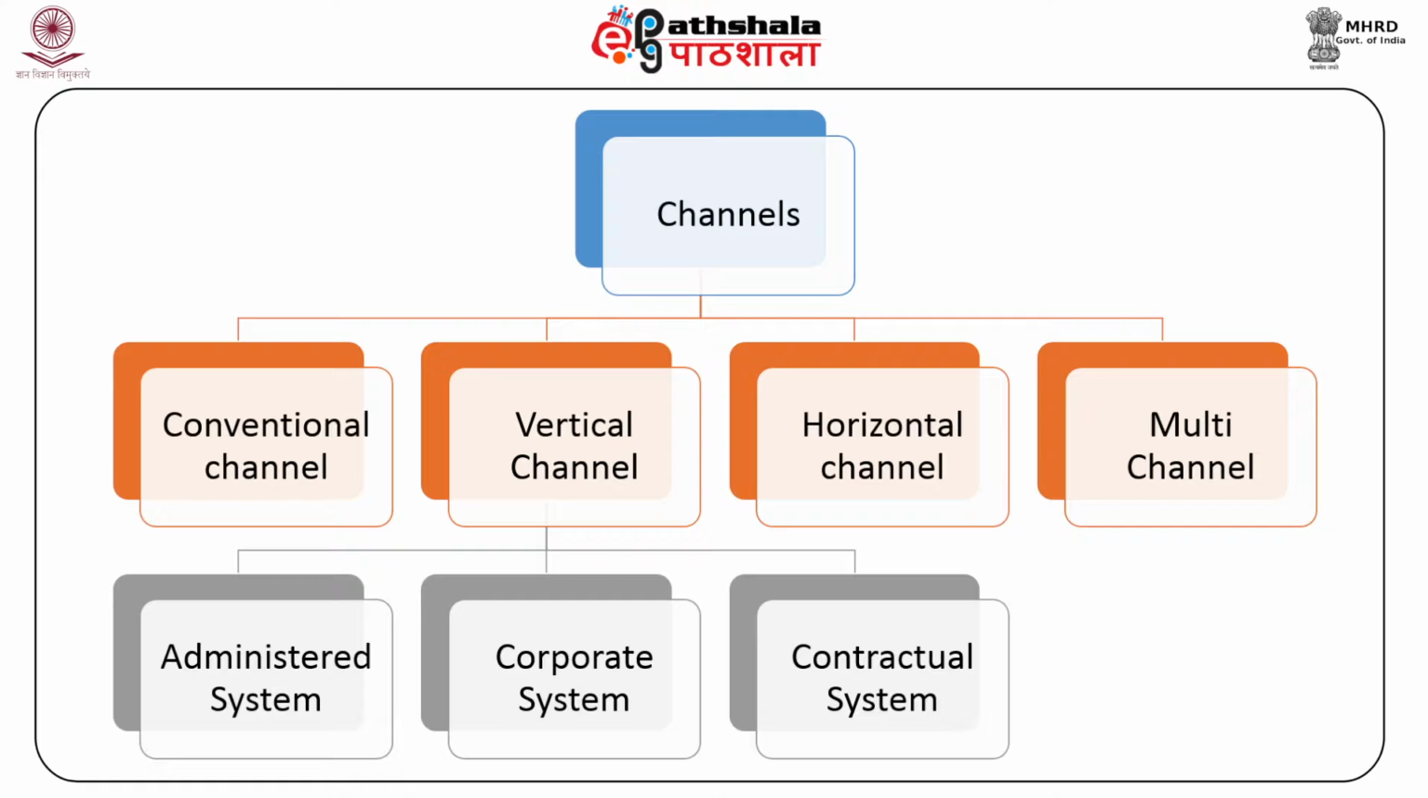Administered vertical marketing system. In this type of vertical marketing system, each channel member coordinates with each other during various stages of distribution. Here, one channel member leads the whole distribution system, and this member is also called the captain of the channel, who can be a manufacturer, wholesaler or retailer.